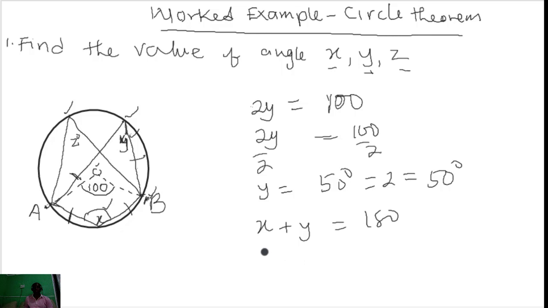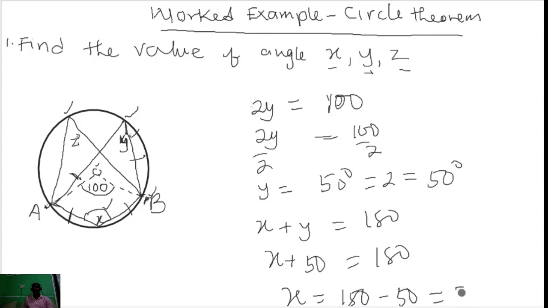Good. So x plus y is what? 50. It will give us 180 here. Therefore, x is equal to 180 minus 50, which will give us 130 degrees. Good.